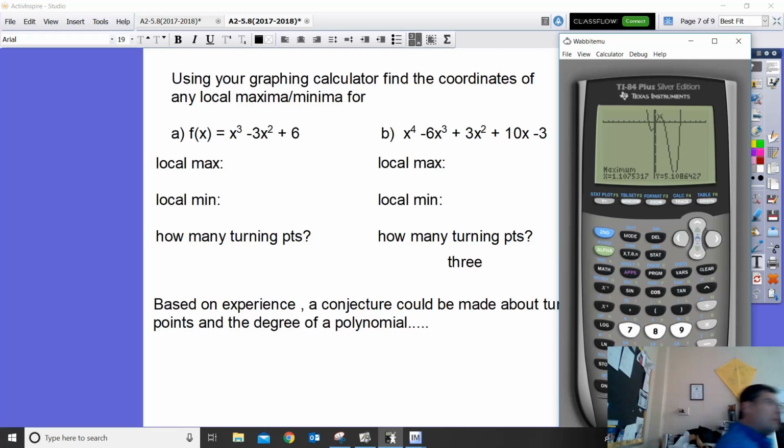About 1.11 and 5.11. Only about 10 of you did that.